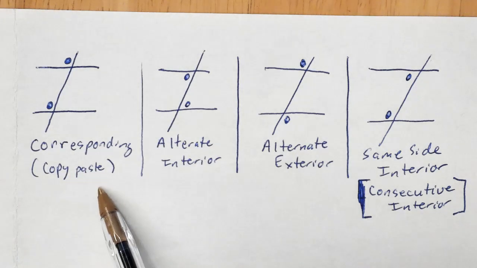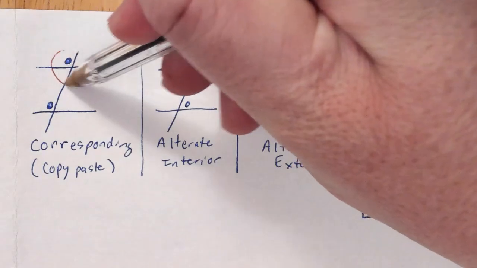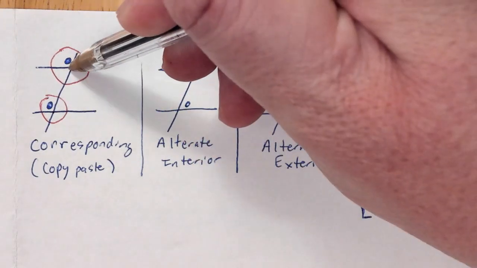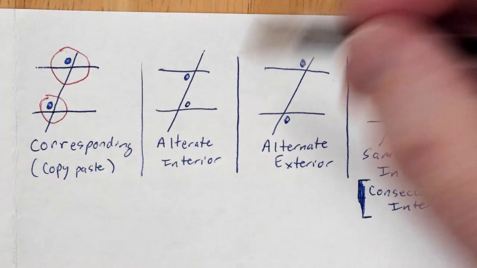So corresponding angles are in the same position. It's like a copy paste. If you look at this train station and this train station, see how that's in the top left corner? That's also in the top left corner. So it feels like a copy paste job.